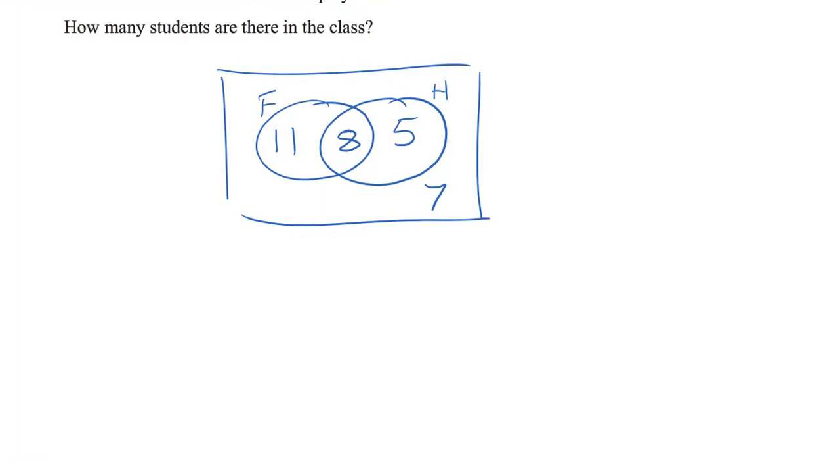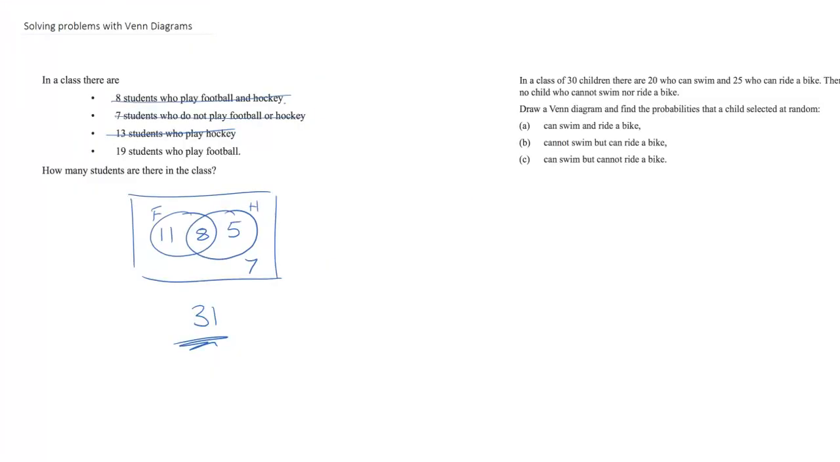So our question was, how many students are there in the class? Well, we just need to add these numbers up. 11 and 8 is 19, plus a 5 is 24, plus that 7 is 31. We have 31 students in the class. Okay, now let's have a look at another question.